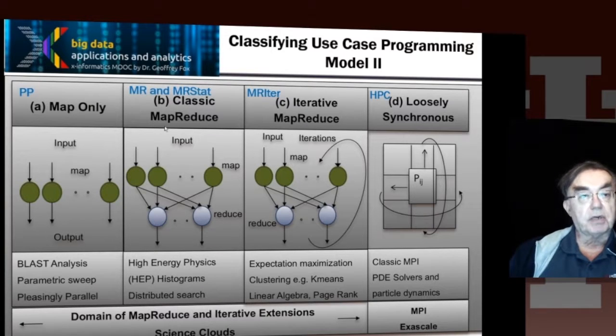Here's this picture. Pleasingly parallel or map only is A, MapReduce and MapReduce Stat are the classic MapReduce. MapReduce Iterative is C, and high performance computing or MPI is D. And we have the structure illustrated here, just maps. We have maps followed by reductions, maps followed by reductions, and then we loop back after reductions, have a new set of maps, new reductions, and loop back again. And in the case of HPC, we have local point-to-point communications, not reductions.